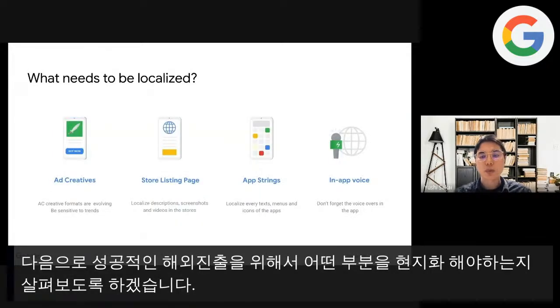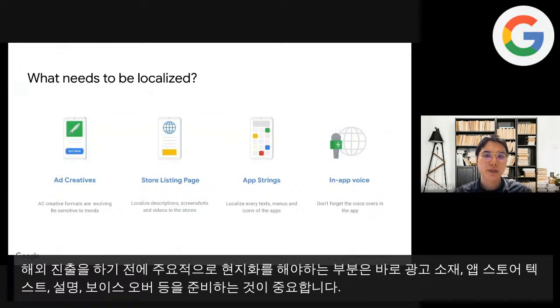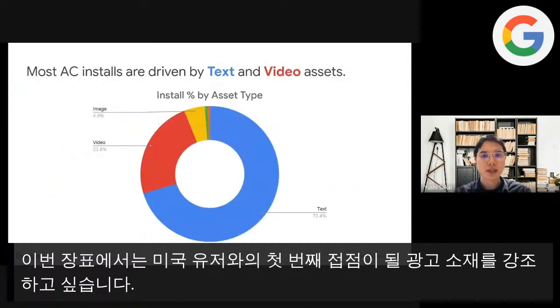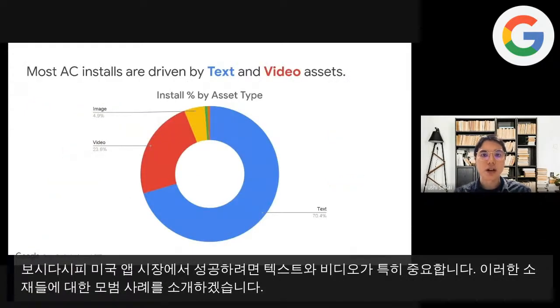Next, let's look at what items need to be localized for export. Ad creatives, store descriptions, text, and voiceovers in your app. They're all important to prepare before you start export. In this session, I'd like to highlight ad creatives, which will be the first point of contact with US audience. As you can see, text and videos are especially important to succeed in the US app market. I will introduce the best practices for these assets.